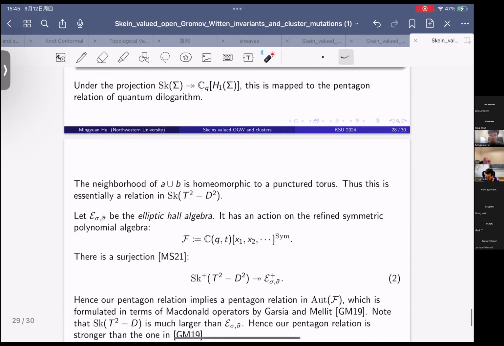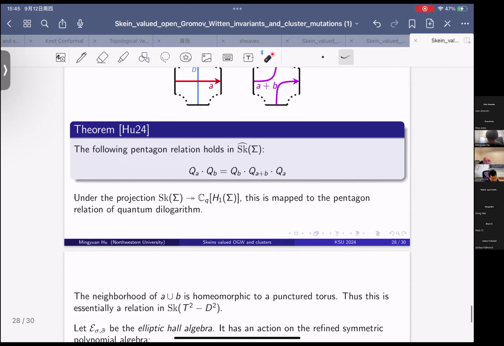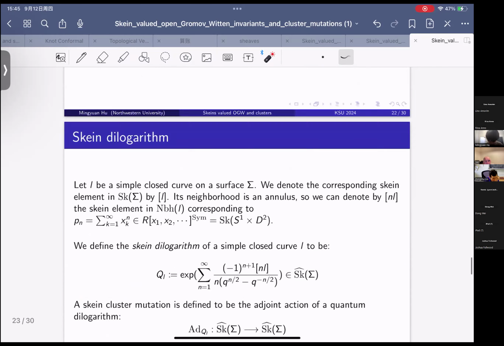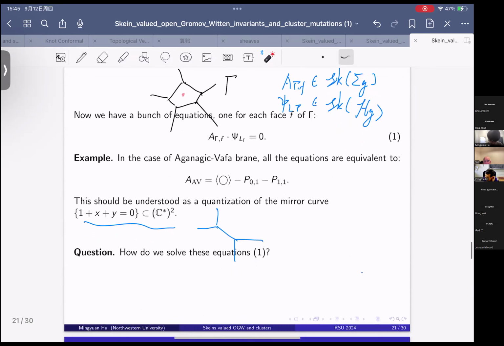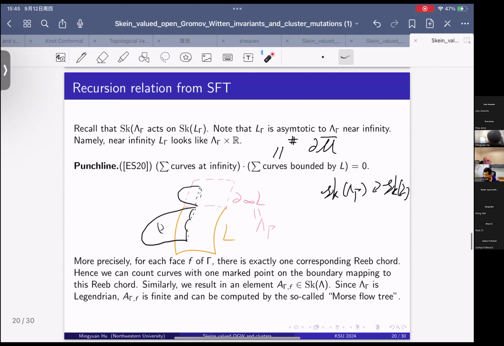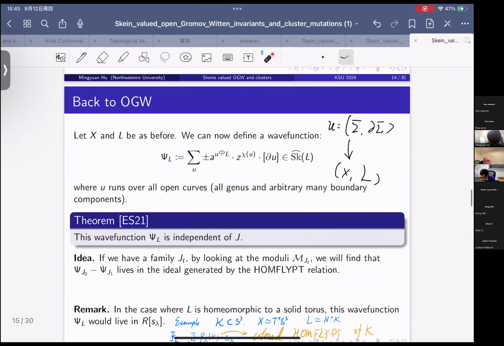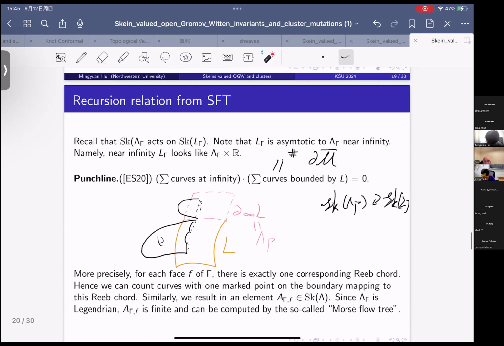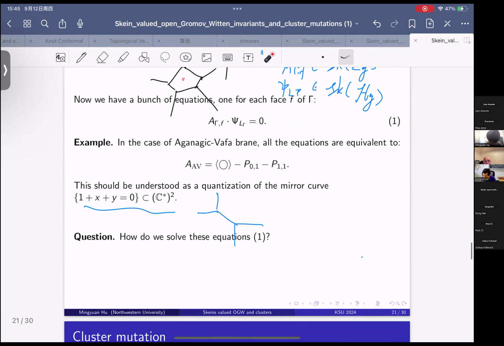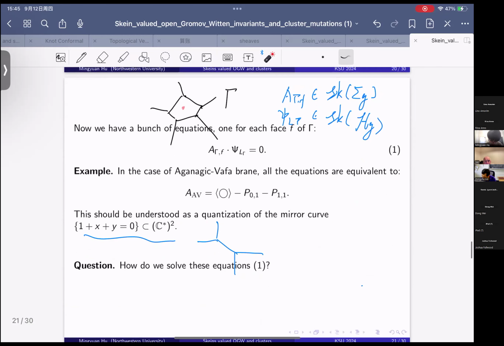I have a quick question. Probably it's very elementary. In your slide 21, you described the skein algebra for S1 cross D2. Page 21 of the slides. It's 21. Here. This one.